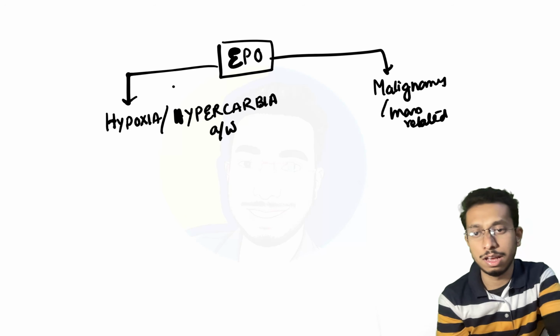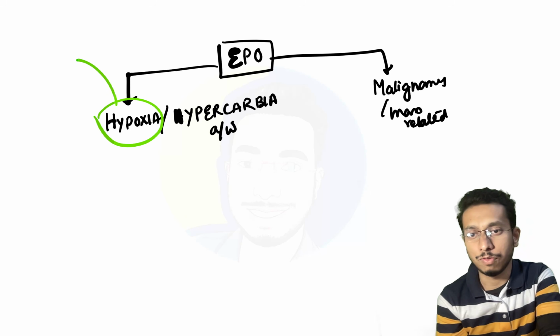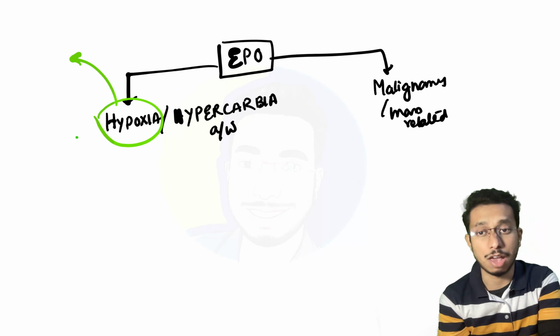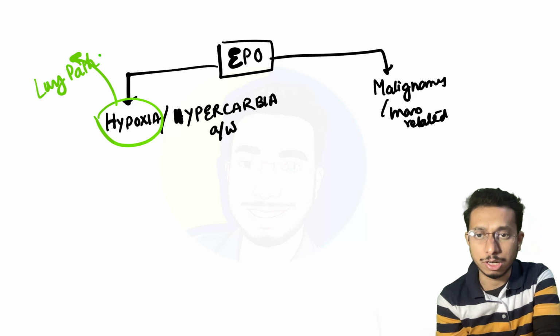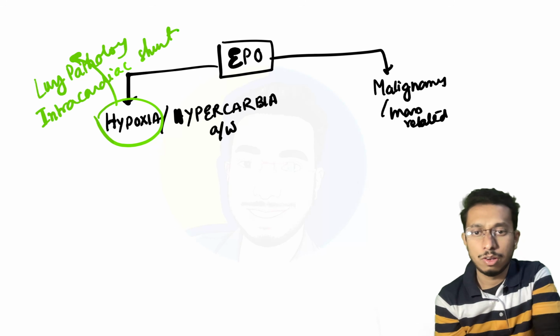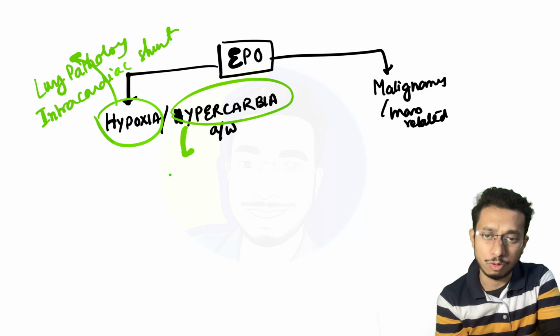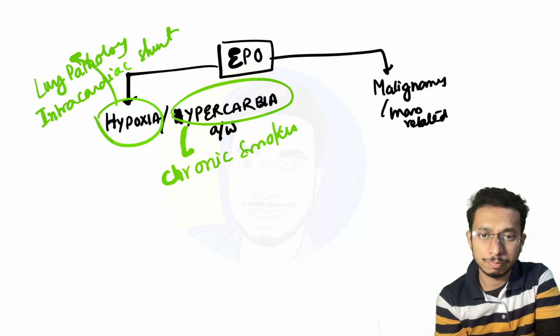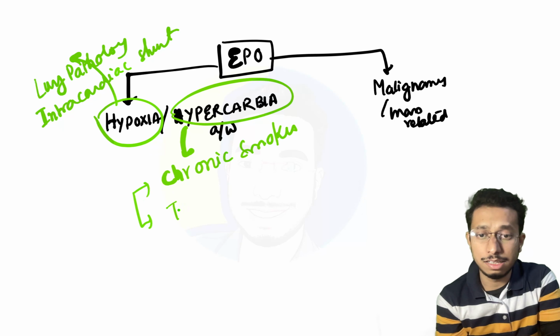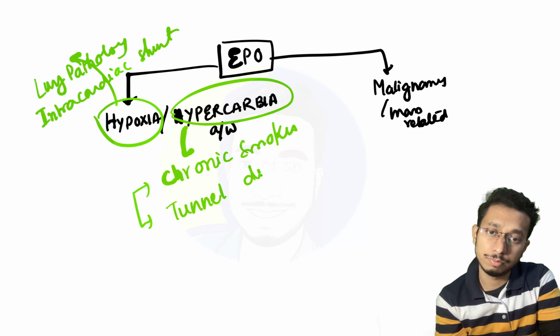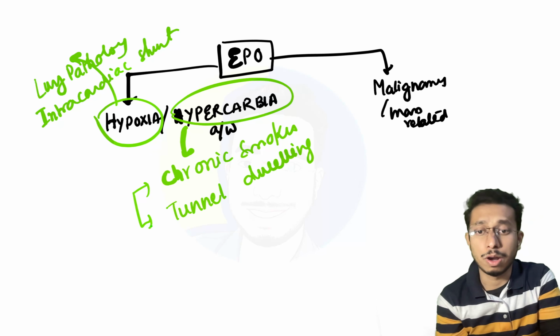So to go forward, hypoxia will be seen in cases of an intracardiac shunt, as in cyanotic congenital heart diseases, or there is lung pathology like chronic obstructive lung disease. Or hypercarbia is usually seen in chronic smokers, or it can be seen in someone who is a tunnel dweller, or working in gasoline factories.